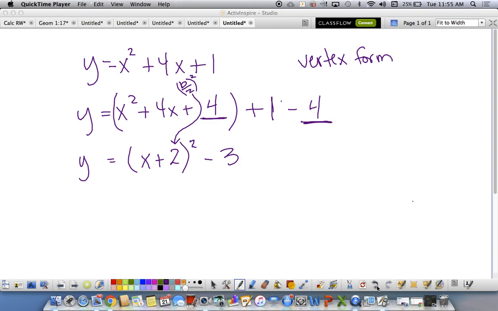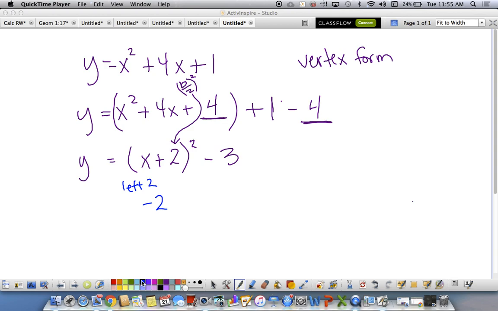Now, what you know about transforming graphs, what does this 2 do when we want to graph it? We have a parent function that's x squared. What does that plus 2 do? It moves it to the left. That's our horizontal or phase shift. So this becomes negative 2. So we move left 2 units.